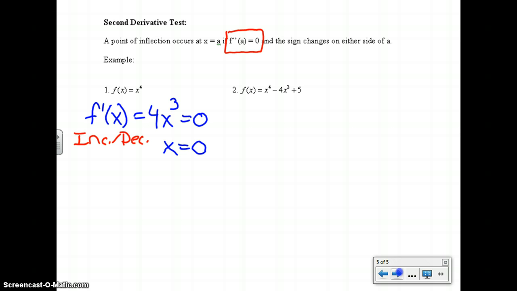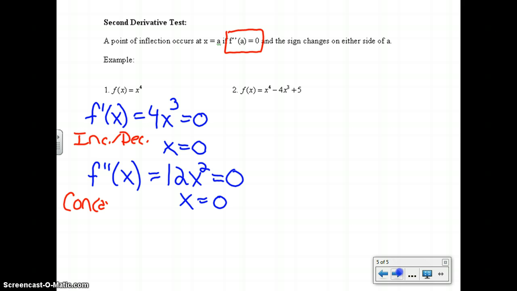We are going to go ahead and do the second derivative test here. My second derivative of 4x cubed gives me 12x squared. I'm going to set my second derivative equal to 0 as well to see if I can find any points of inflection. And again, I will have x equals 0. The difference here is that my second derivative test will tell me where concavity changes.